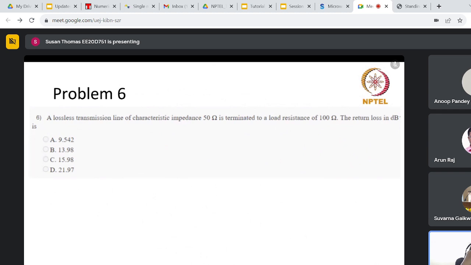A lossless transmission line of characteristic impedance 50 ohm is terminated with a load resistance of 100 ohm. Return loss in dB is. So here you need to have an idea of what return loss is and what the expression for return loss is. As usual, Z0 is 50 ohm and ZL is 100 ohm. Can you calculate the reflection coefficient here?